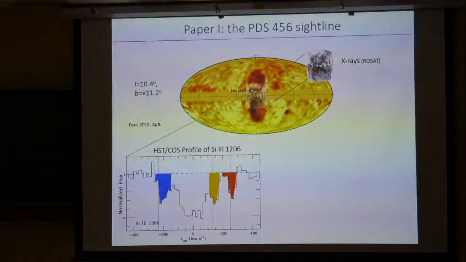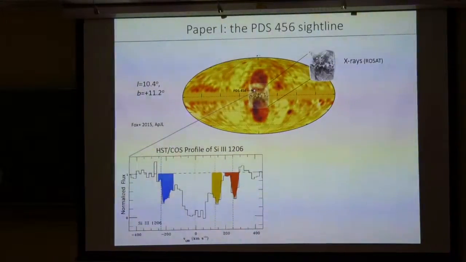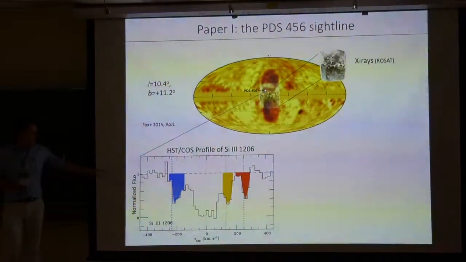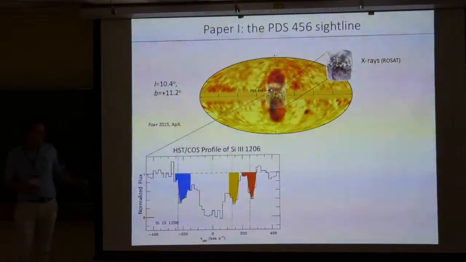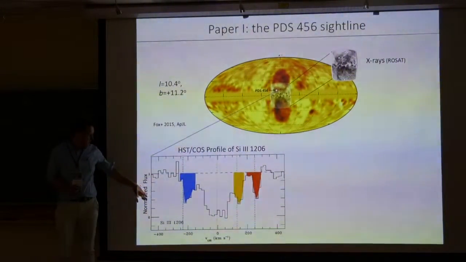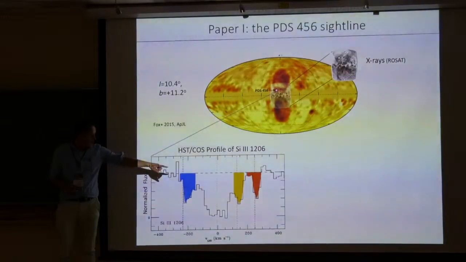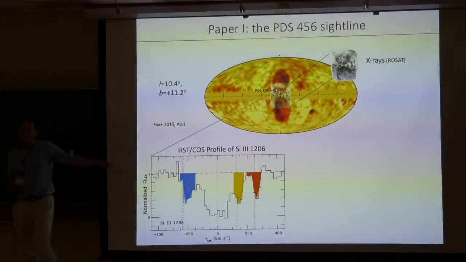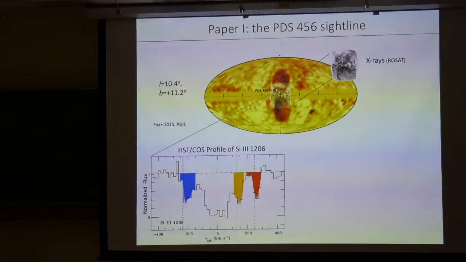So we got a spectrum of this with COS in the UV several years ago, and we immediately noticed that there are several high velocity clouds in this spectrum. This is silicon 3, the 1206 line, and you see here the different colors are the shaded components. There's three high velocity clouds in one direction there.